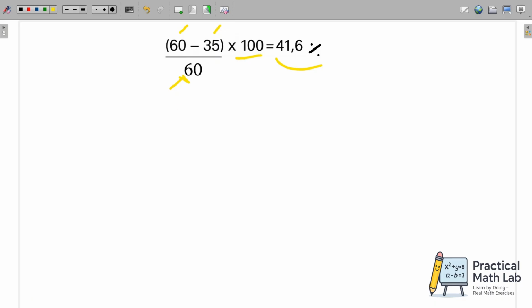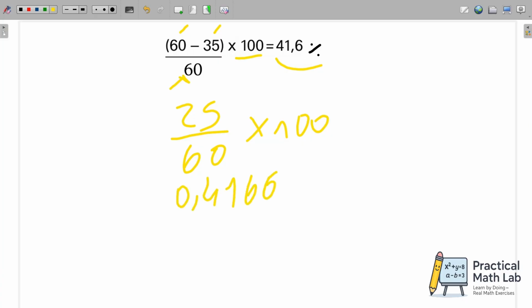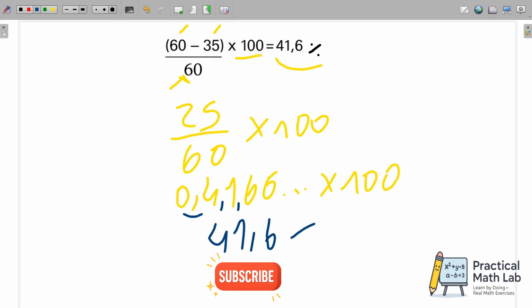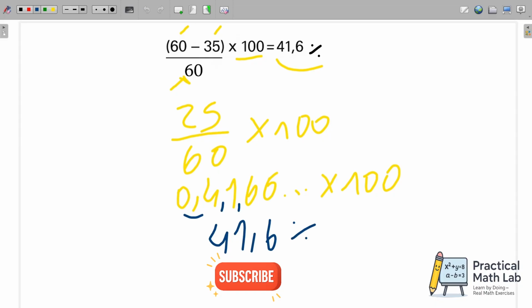Here you'll get 25 over 60 times 100, which will be 0.4166. Times 100, which in this case, you just move the decimal point. When you multiply by 100, you move the decimal 2 places. So that's 1 place, 2 places. It comes out to 41.6%.